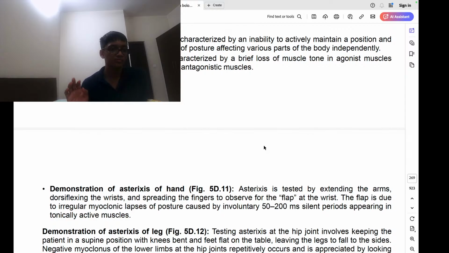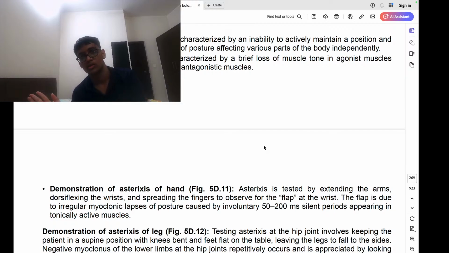In negative myoclonus, there are compensatory antagonist muscles and agonist muscles. There is loss of tone in the agonist muscle. These muscles lose tone, that's why it comes down. Then suddenly the other muscles also lose tone, followed by the compensation. When this goes, then this comes down, and then it comes back up.